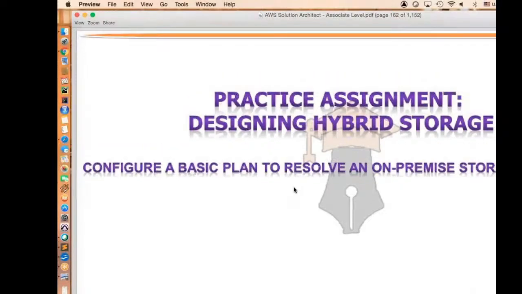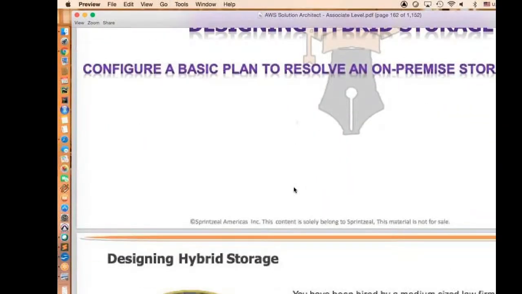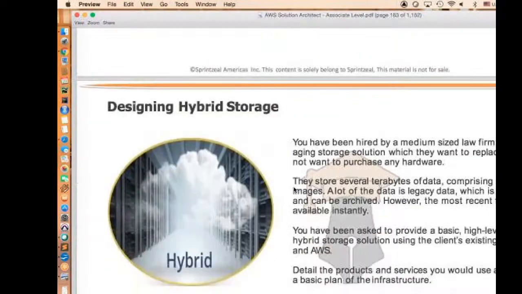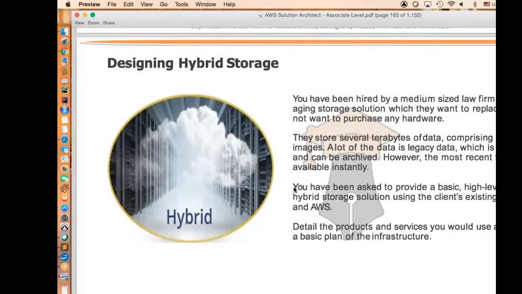I think practice assignment and configure a basic plan to resolve an on-premise storage problem. Okay, I'll come to this section later. First of all, we need to get into the AWS account, and then I'll show you at that time what the different basic plans are and all this stuff. Okay. Coming to the next slide here, designing hybrid storage.